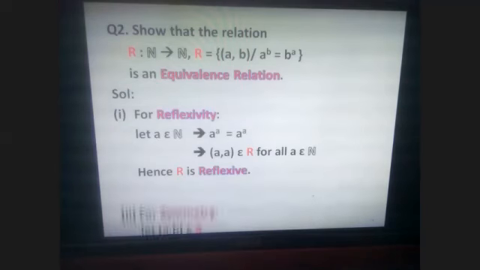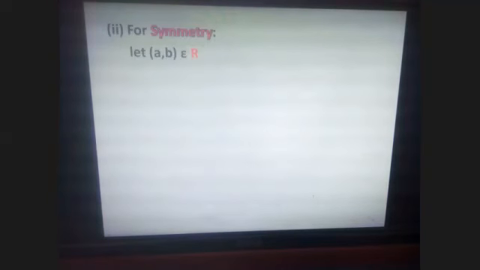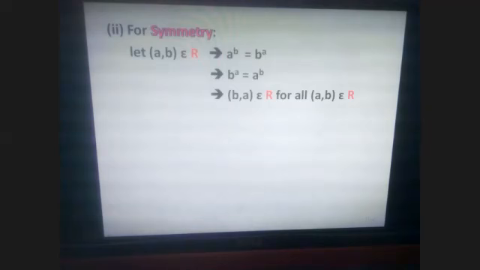Okay, reflexivity is fine. For symmetry, (A, B) is a member of R if A raised to B equals B raised to A. You have to show if (A, B) is a member of R, then (B, A) is also a member of R. Of course, this is again true, obvious. If A raised to B equals B raised to A, naturally B raised to A is A raised to B. That means (B, A) is a member of R, and hence it is symmetric. The relation is reflexive and symmetric.